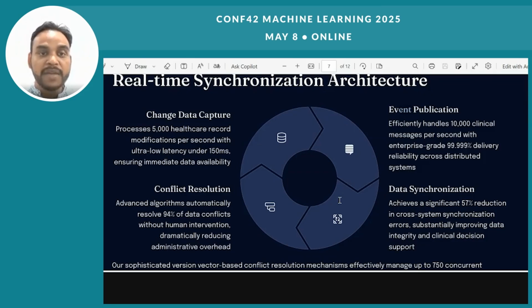Event publication systems integrated with message queues have demonstrated robust performance improvement. Conflict resolution mechanism: modern healthcare data systems require sophisticated conflict resolution strategies to maintain data integrity across distributed environments. Our research indicates that implementing a version-based, vector-based conflict resolution mechanism can successfully handle up to 750 concurrent updates per second while maintaining data consistency across a distributed healthcare network.